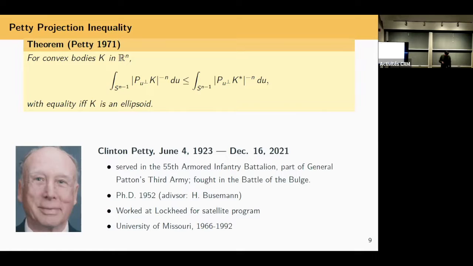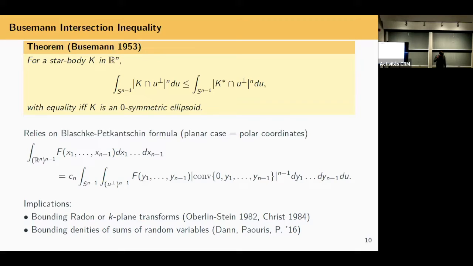Let me say maybe a little bit about what precedes this inequality. And I mentioned he did his PhD with Herbert Busemann. The Petty projection inequality looks a lot like another inequality, not about projections, but about intersections, proved about 20 years before by his advisor. And what does it say for, okay, star body, I just mean the smaller positive homotets of my body are still inside.